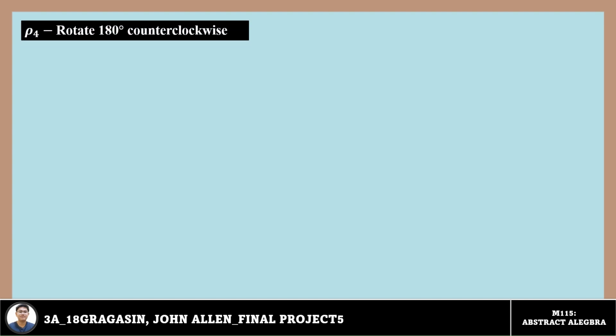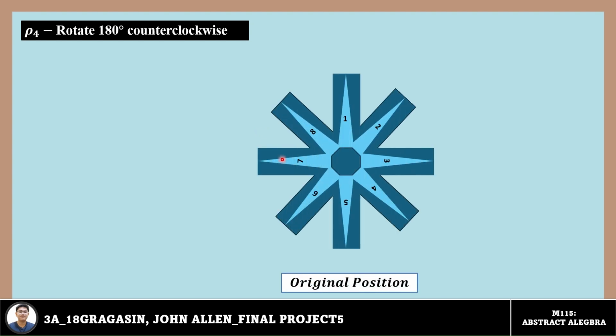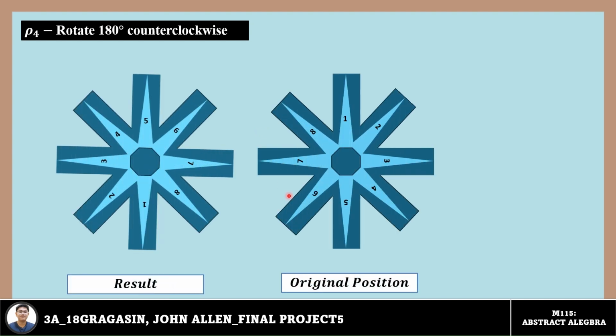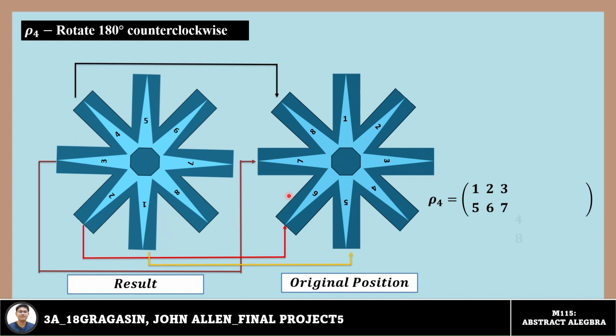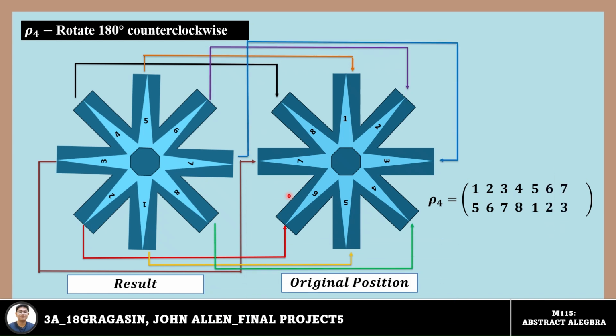Next, we have here rho sub 4, rotate 180 degrees counterclockwise. So we have here again our original position, and this is our resulting elements. So for our rho sub 4, we have here 1 is to 5, 2 is to 6, 3 is to 7, 4 is to 8, 5 is to 1, 6 is to 2, 7 is to 3, and 8 is to 4. So these are the elements for our rho sub 4.